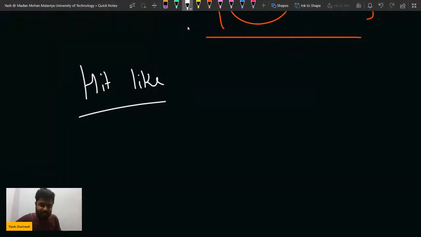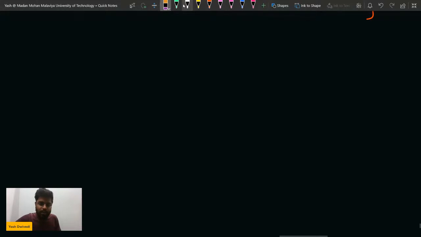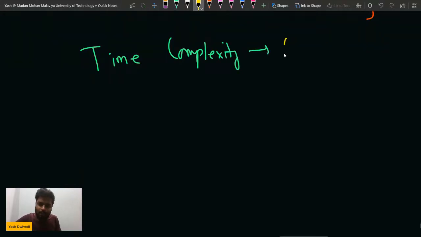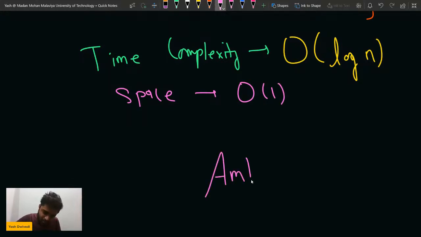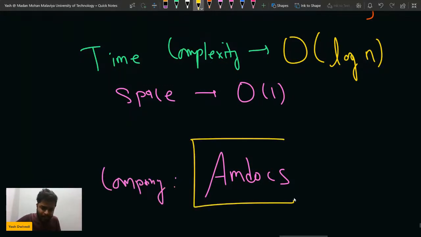So, what is the time complexity taken for my approach? You can see that the time complexity will be nothing but the time taken to calculate the GCD of the two numbers, right? And the time complexity taken by the predefined GCD function is logarithmic of n. And the space complexity is order of 1 for this approach, and this was asked in Amdocs. The company which has asked this particular question is Amdocs. It is a good high paying company only.